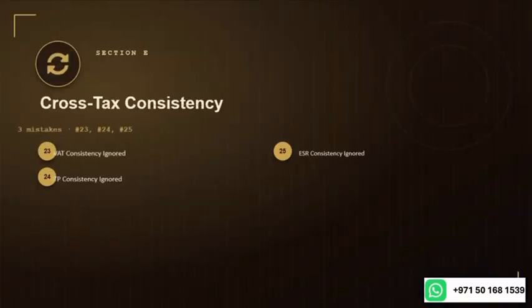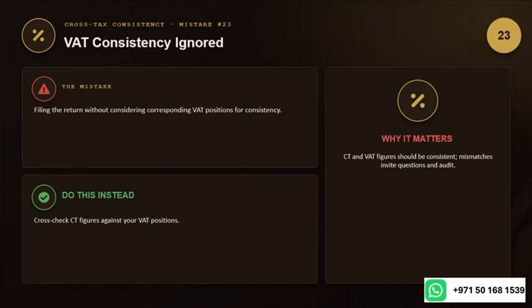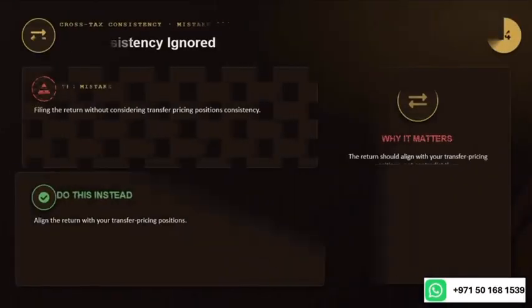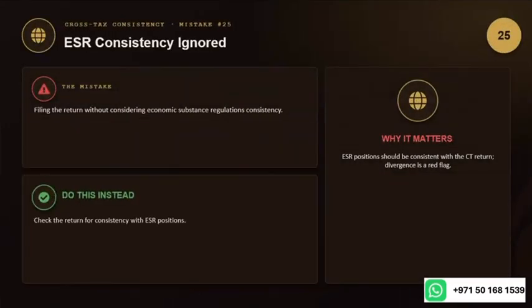Section E highlights the importance of cross-tax consistency, focusing on VAT, TP, and ESR positions. Cross-checking CT figures against VAT positions ensures consistency and avoids inviting questions and audits. Aligning returns with transfer pricing positions prevents contradictions and ensures compliance. Ensuring consistency with ESR positions is crucial to avoid red flags in CT returns.